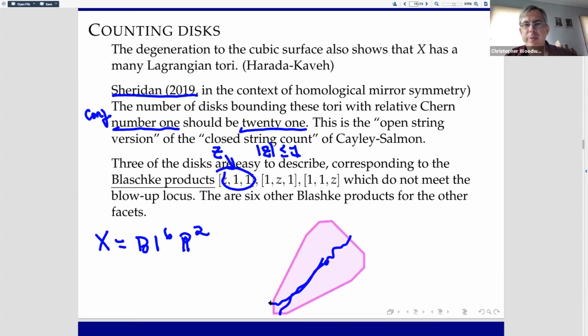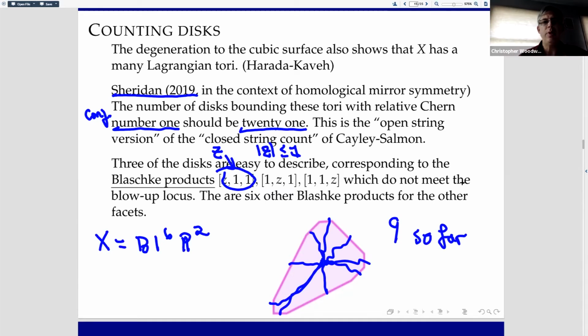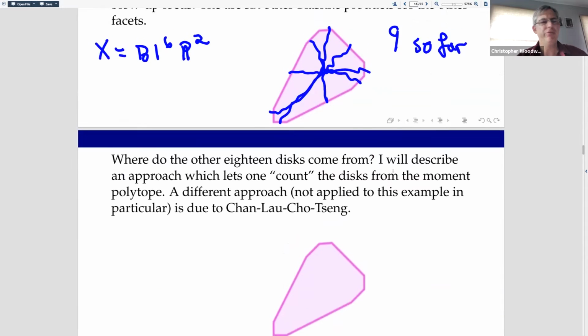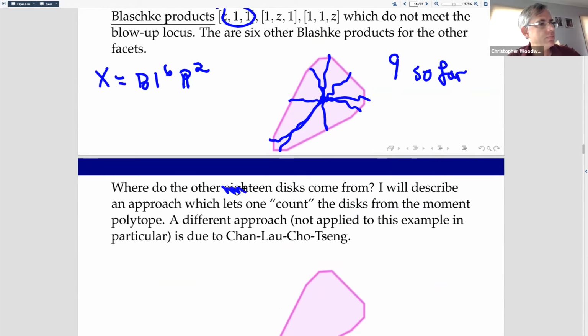And there are going to be other Blaschke products which go to these other facets. You just have to look at the similar coordinate description in the description of the toric variety. Okay, so this gives me 9 disks so far. And so I'm missing, not 18, but, what's 21 minus 9? I'm missing 12. Okay, missing 12 disks.